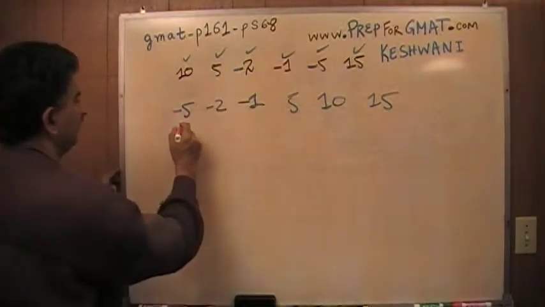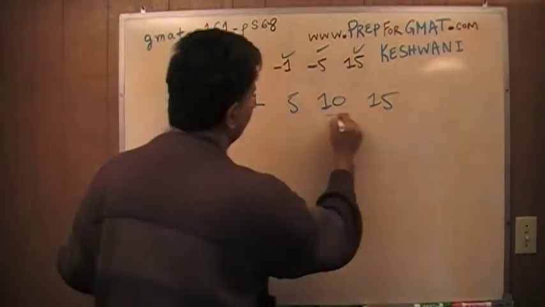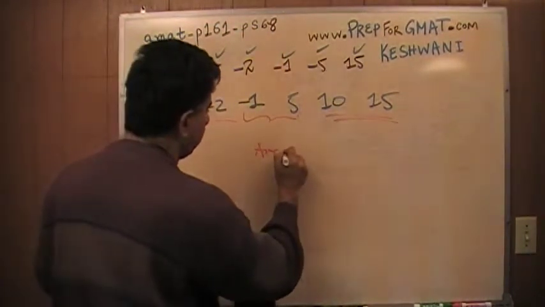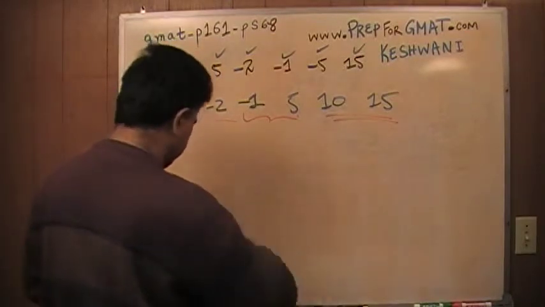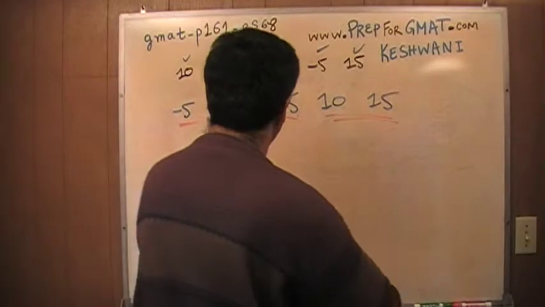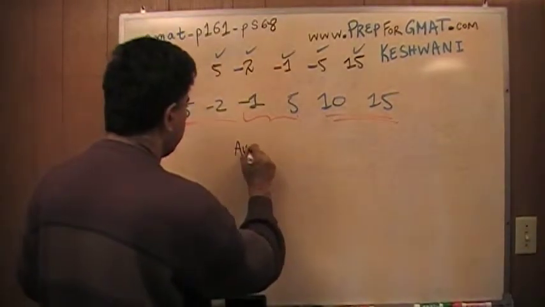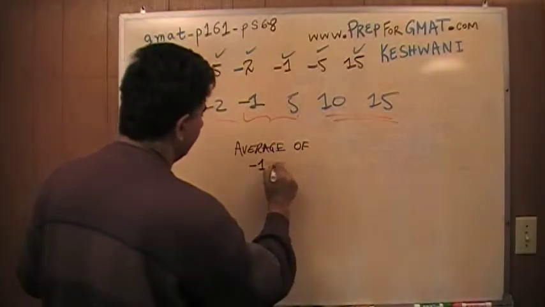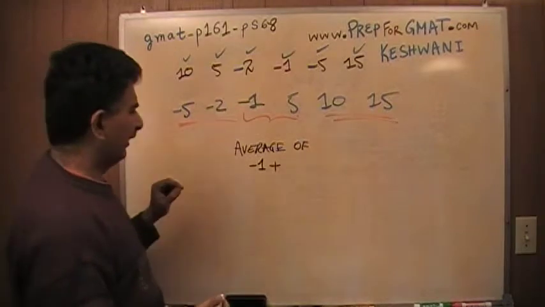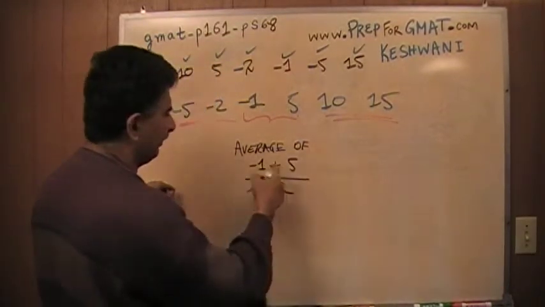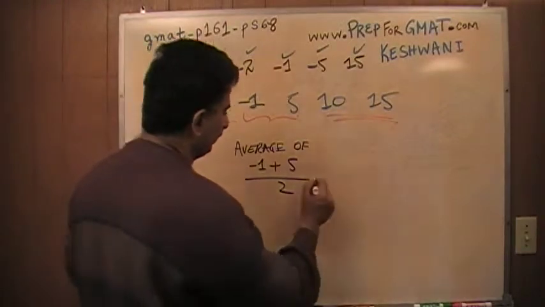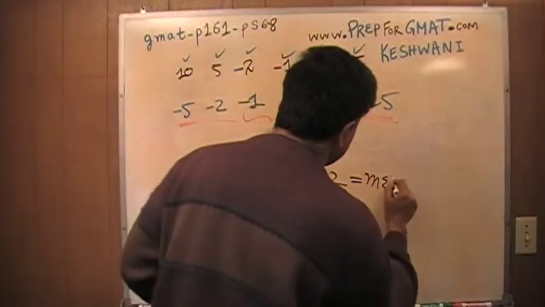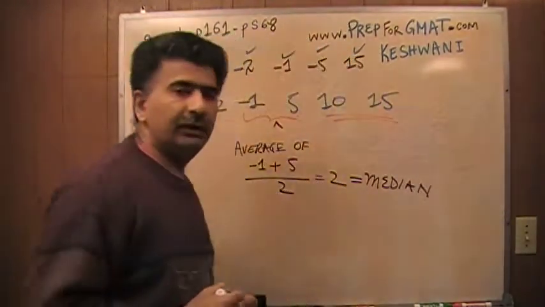So here I have 2 numbers on the left. I have 2 numbers on the right. All I have to do is take the average of the middle two numbers. A while ago I said negative 5 and 1. I meant to say negative 1 and 5. Negative 1 plus 5 is 4, divided by 2 is just 2. So the median here is 2.